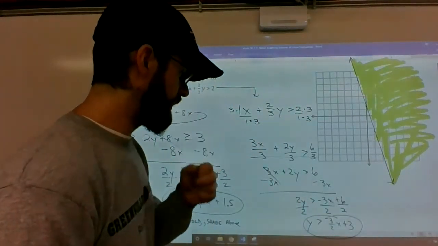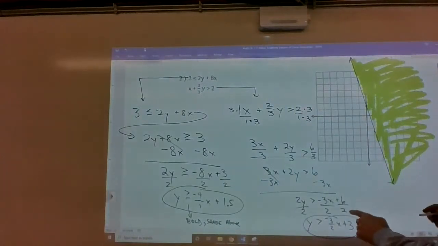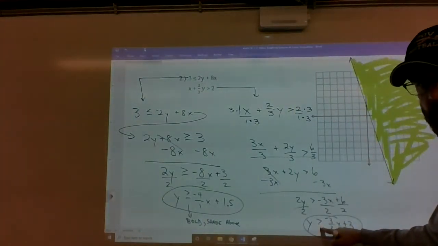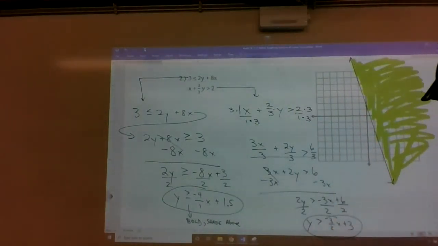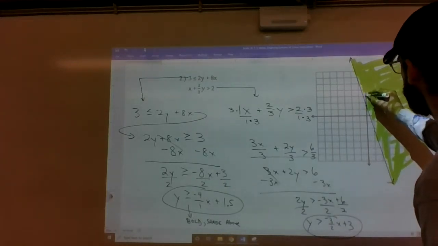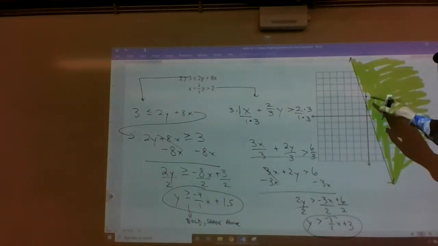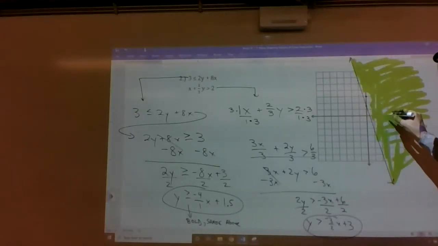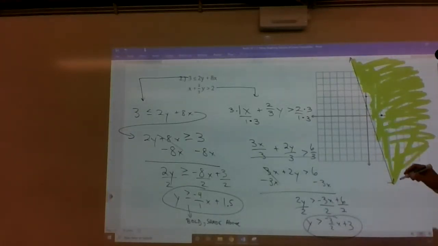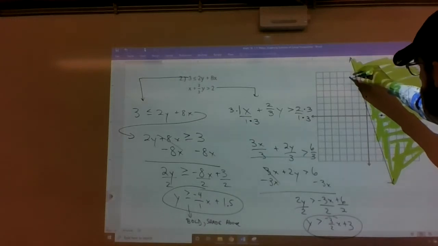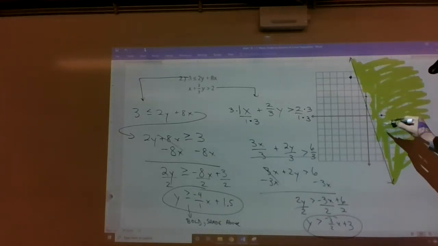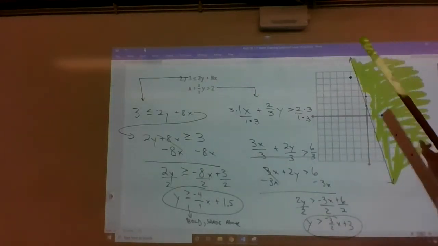There's our second one. So it's going to be a dashed line, and it's going to be shade above. So start at 3. Go down 1, 2, 3, right 2. Or up 1, 2, 3, left 2. All right. My green space is going to get a little bit messed up here. That's okay.